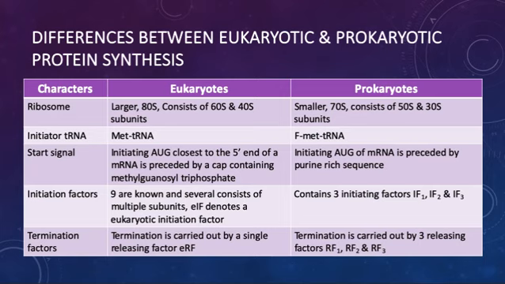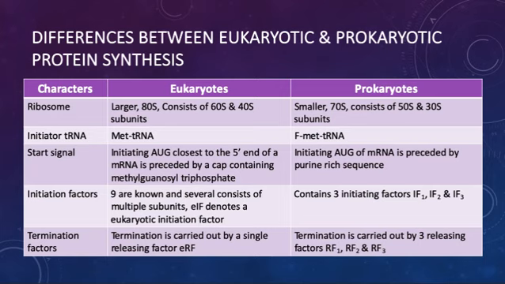Then we also know that there are termination factors, and termination in eukaryotes is carried out by only a single releasing factor. Whereas in the prokaryotes, there are 3 releasing factors, RF1, 2 and 3. So these are the differences between the eukaryotic and the prokaryotic protein synthesis or translation. So protein synthesis or translation itself comes as a long note.